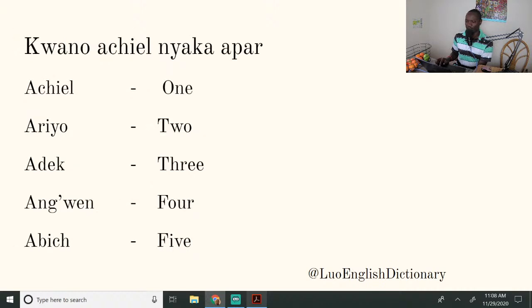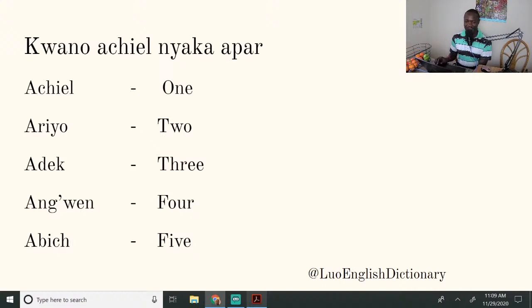Most new language learners have problems pronouncing the word ang'wen. The apostrophe between G and W gives you a problem when you're counting. But if you want to, you can look at sing. If you say sing, when you're singing, that is the sound that we're using for ang'wen. So you can try sing, and then that is the ang'wen. Okay? And now, the rest I think are usually very good.